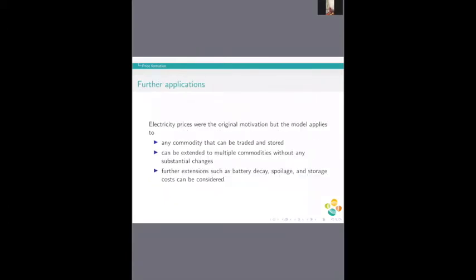Now, although the original motivation of this model was electricity markets, in fact this can apply to any commodity that can be traded and stored. That can be extended to multiple commodities without any serious changes. This is somehow the simplest model we can come up with, but you can have decay, spoilage, storage costs, limits, and so on. So there are a number of natural generalizations. We are working with some, and there are many others that can be considered.